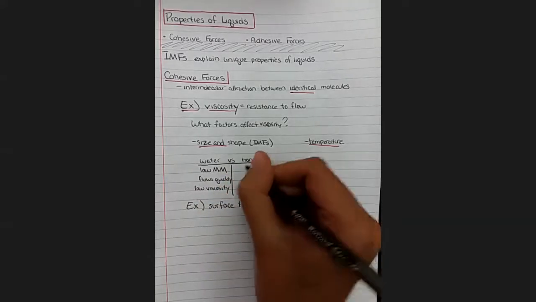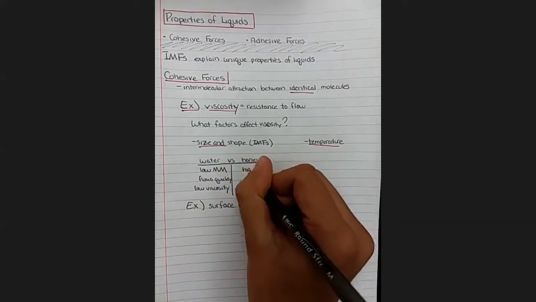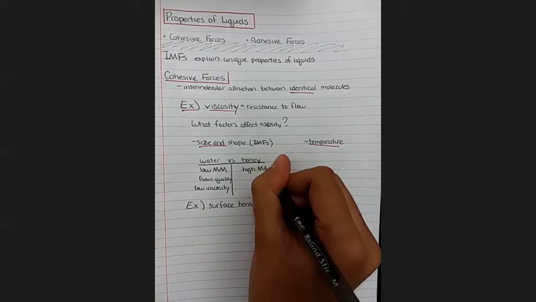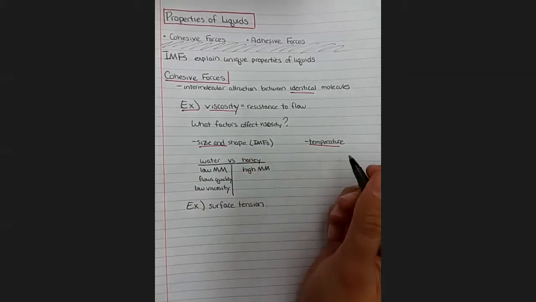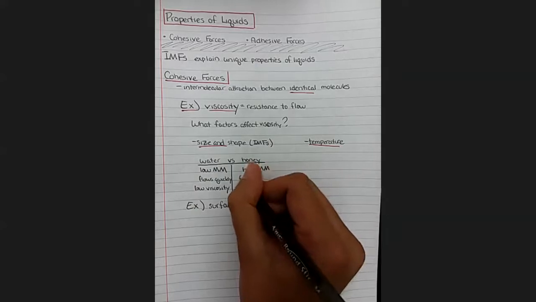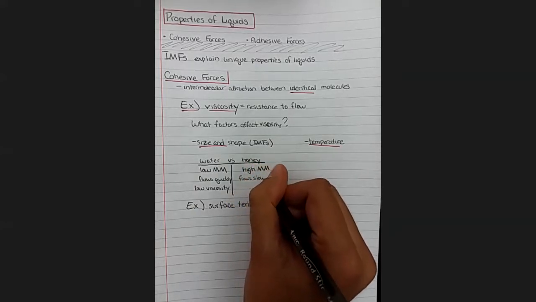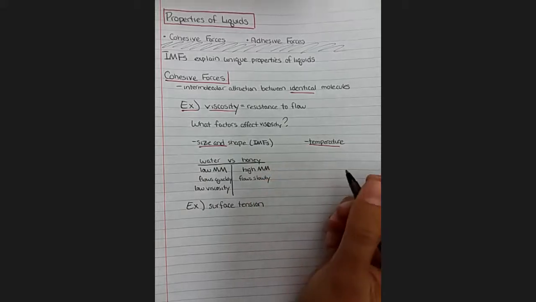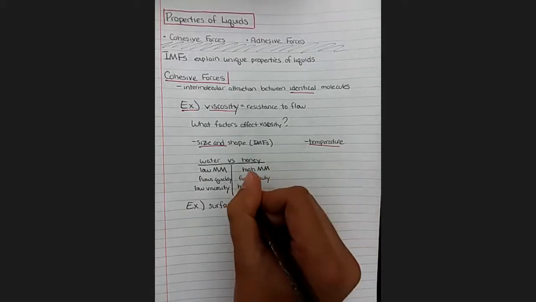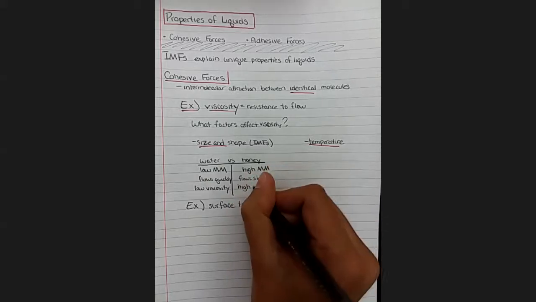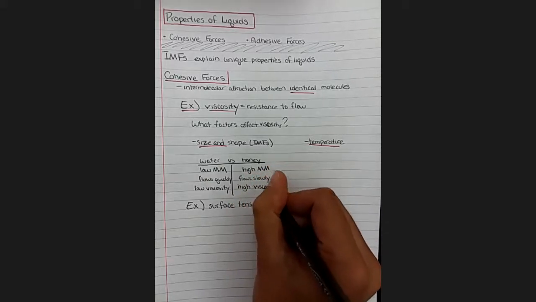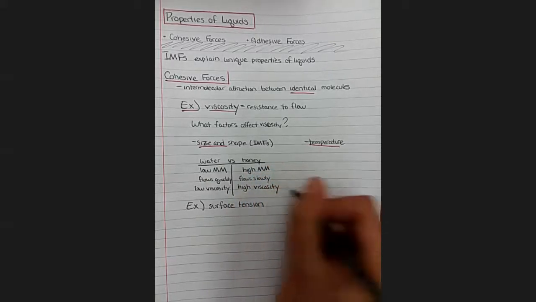On the other hand, honey has a very high molar mass. It's very large, heavy, sticky molecules that make that up. It flows very slowly. If you were to hold the honey container upside down, it might not even come out because it's flowing so slowly. So this substance has a high viscosity, a high resistance to flow.